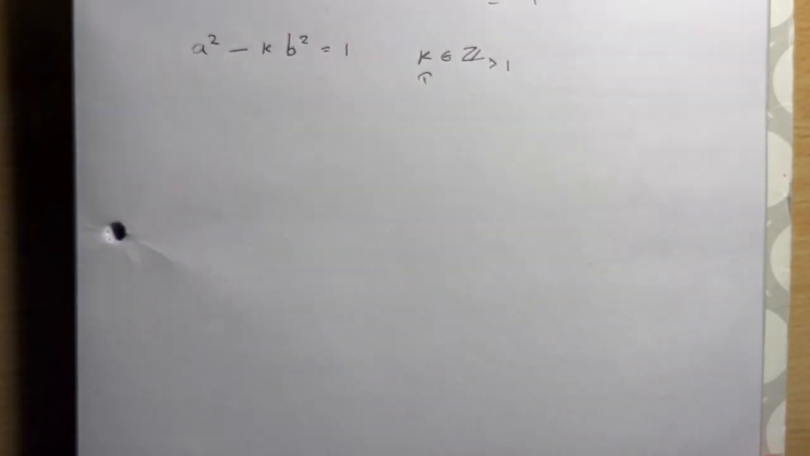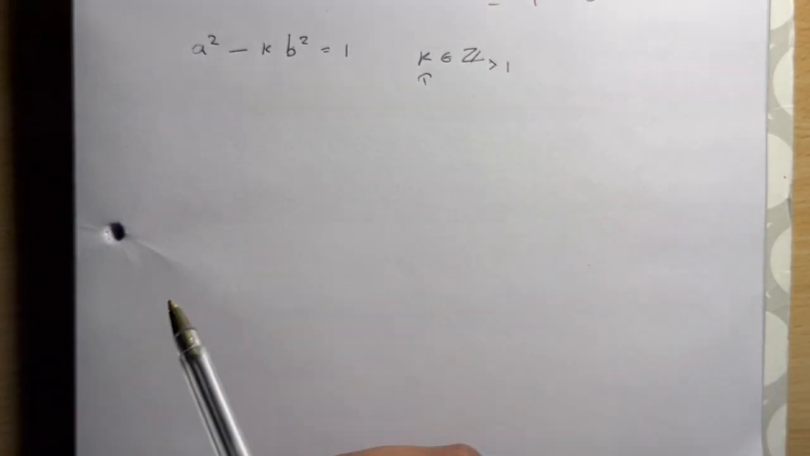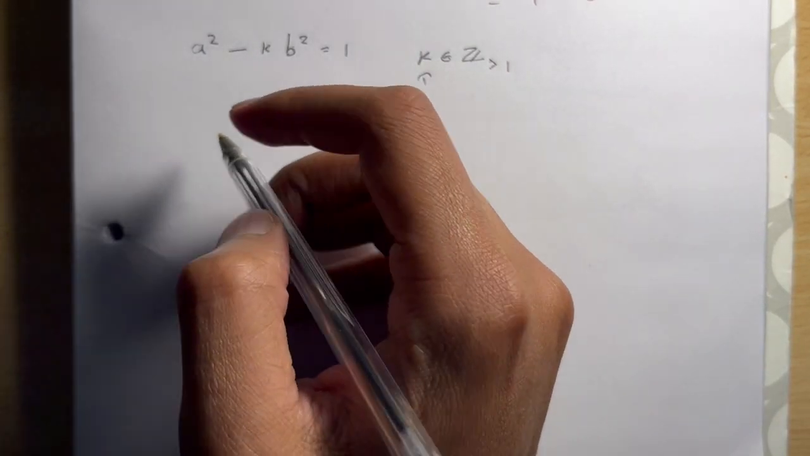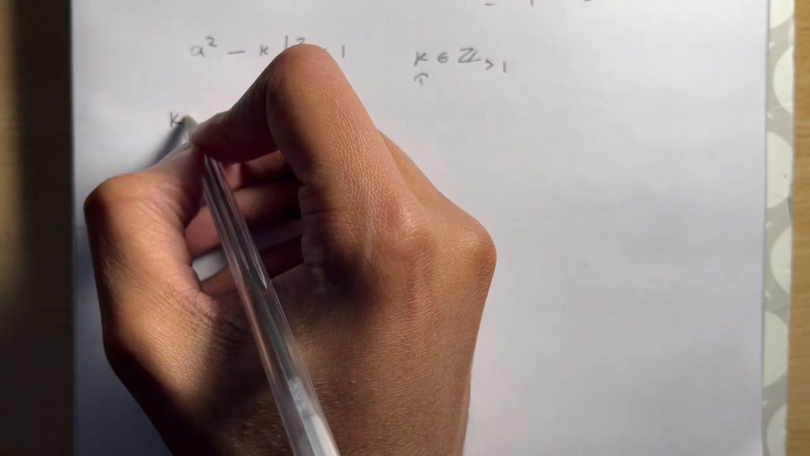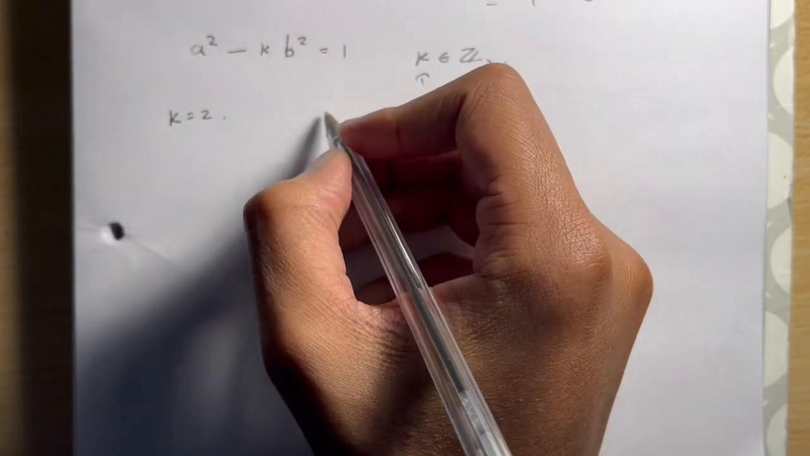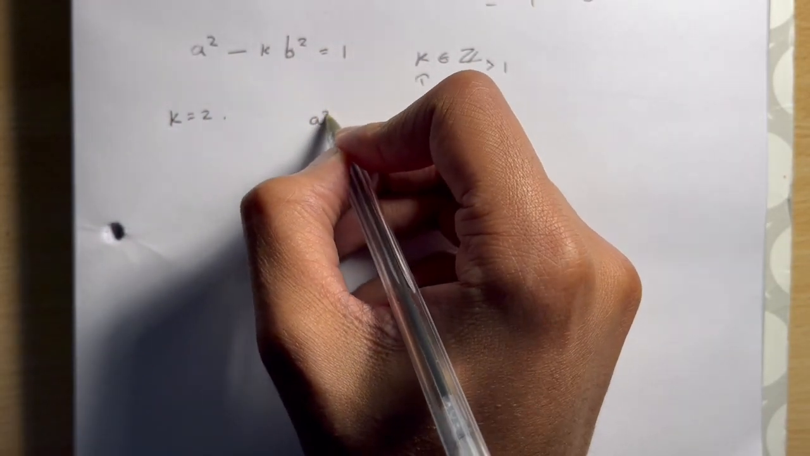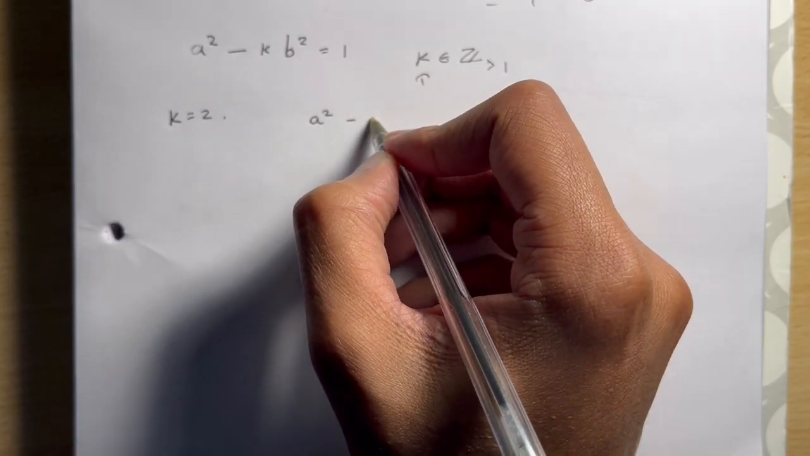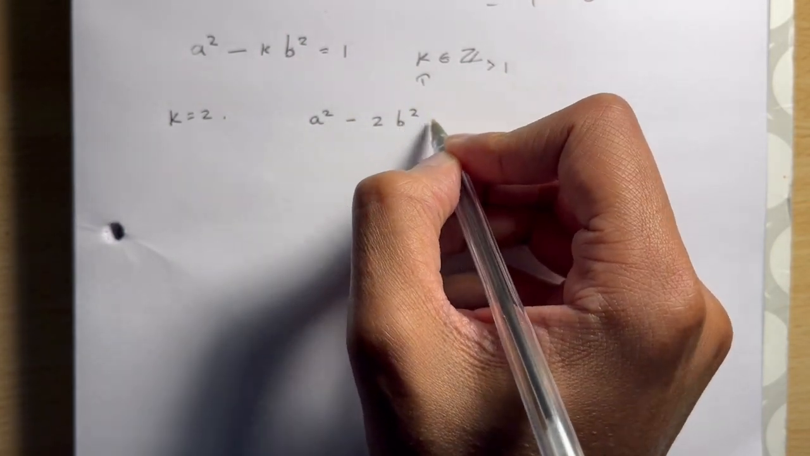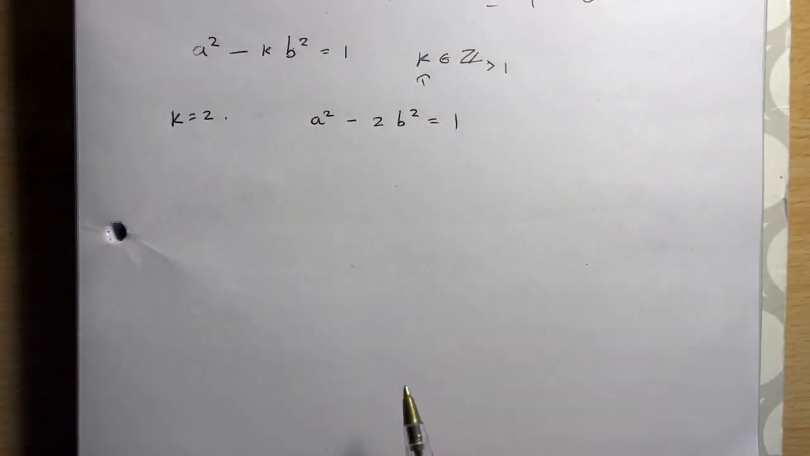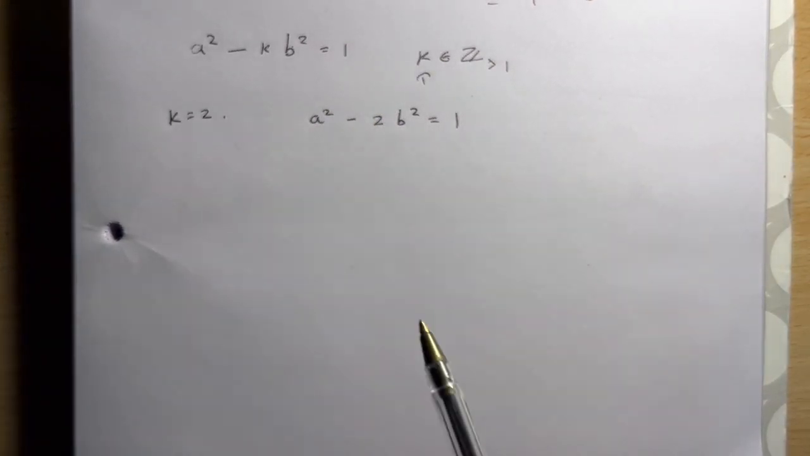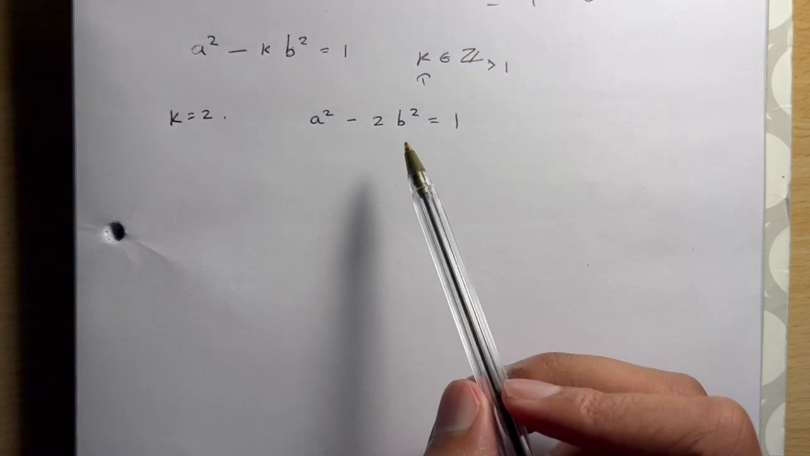So we're actually going to look at the next case, just the smallest number bigger than 1, which is 2, k equals 2. I actually want to study this case using techniques from algebraic number theory.